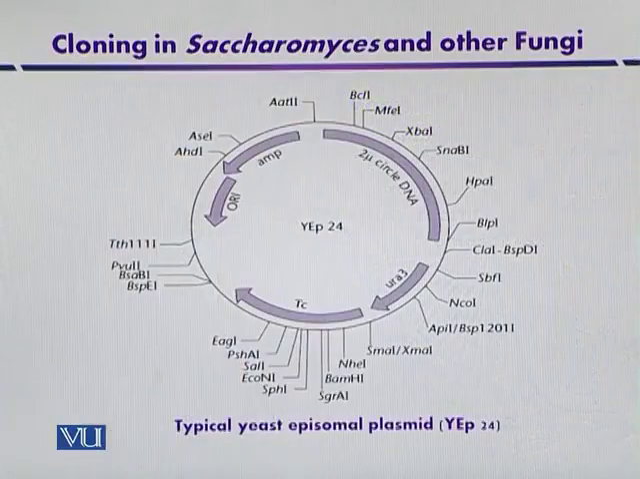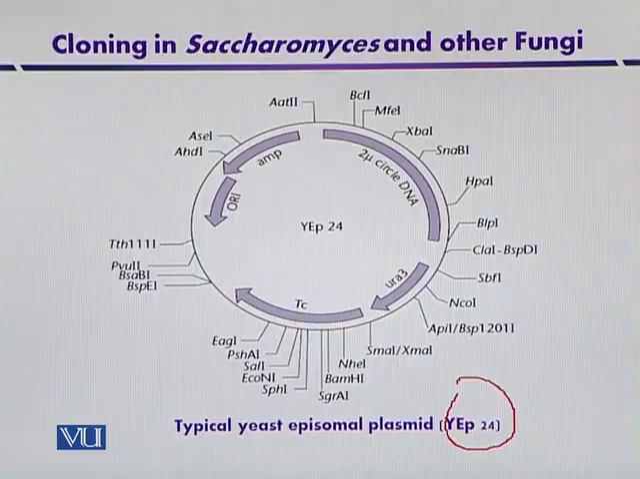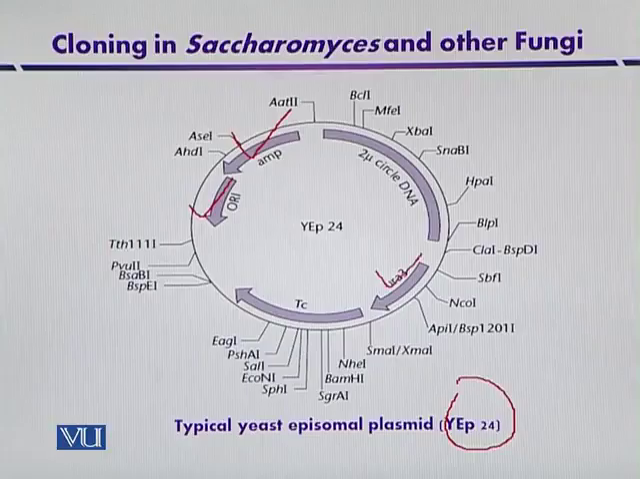So this is the example of a typical yeast episomal plasmid, and it is called simply YEP24. So this is the example that we are discussing here, and it contains the region of replication from pBR322, then the ampicillin resistance gene that can be used as a selectable marker, and then the URA3 gene, contributing another region of replication.